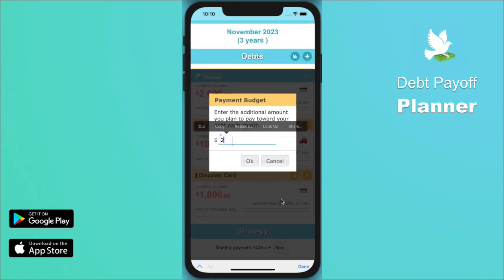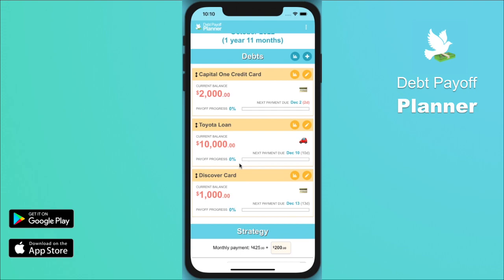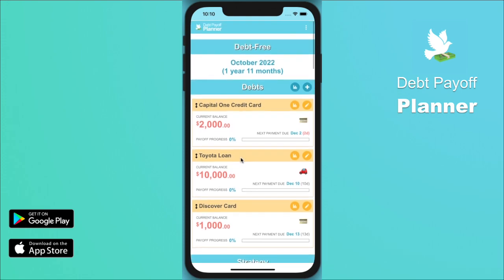So to do that, let's say that we have another $200 a month that we can apply. So we do that here in the strategy section. And so now, in addition to the $425 that make up the minimum payments for these three accounts, we are also adding $200. So we have $625 a month being applied to pay off the debts. And so now it's gone from November to October of the year before. So we shaved off an entire year by paying an extra $200 a month. So that's some great progress.